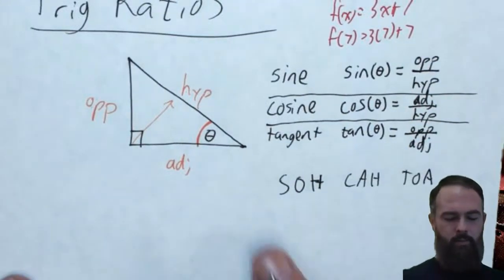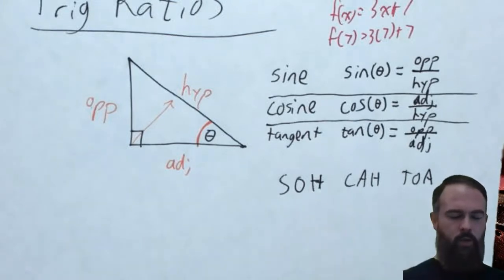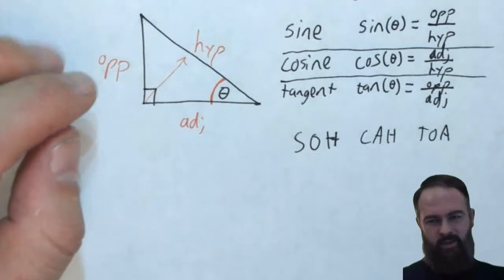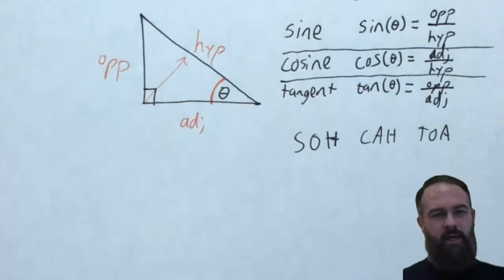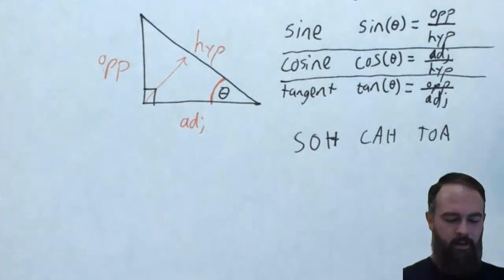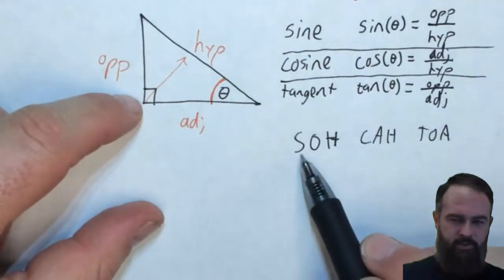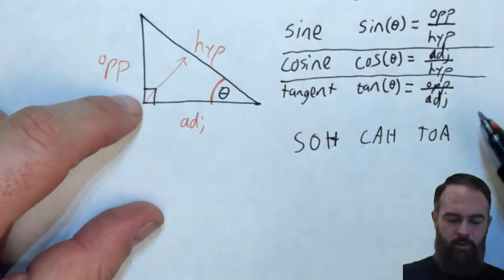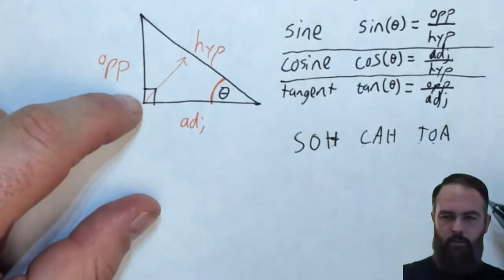So our acronym is SOHCAHTOA, which sounds a lot like a Native American name. People joke that it sounds, or they get it mixed up with Sacagawea, but anyway, SOHCAHTOA is the abbreviation there. Remember, it stands for sine is opposite over hypotenuse, cosine is adjacent over hypotenuse, and tangent is opposite over adjacent.